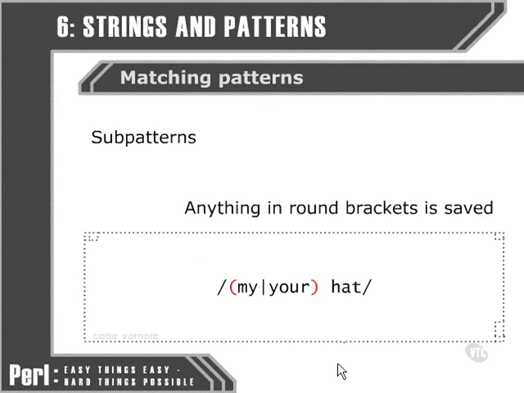Anything within these two round brackets here is saved out to a special variable. And that special variable outside of the pattern we can find as $1. Each of the sub-patterns within our pattern is numbered similarly, given that there has been a pattern match.